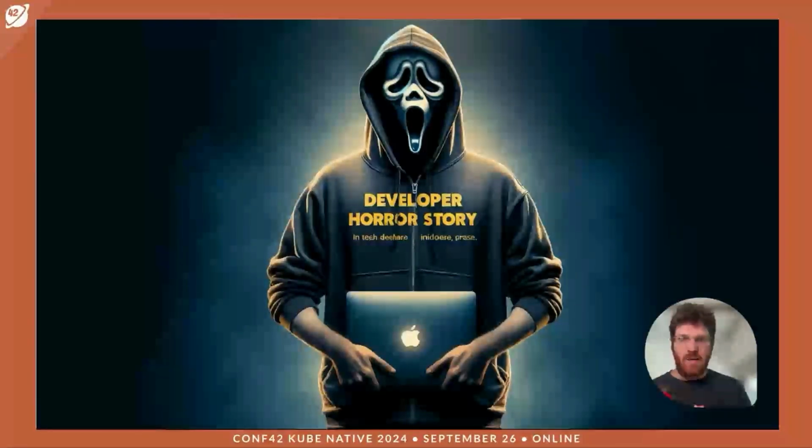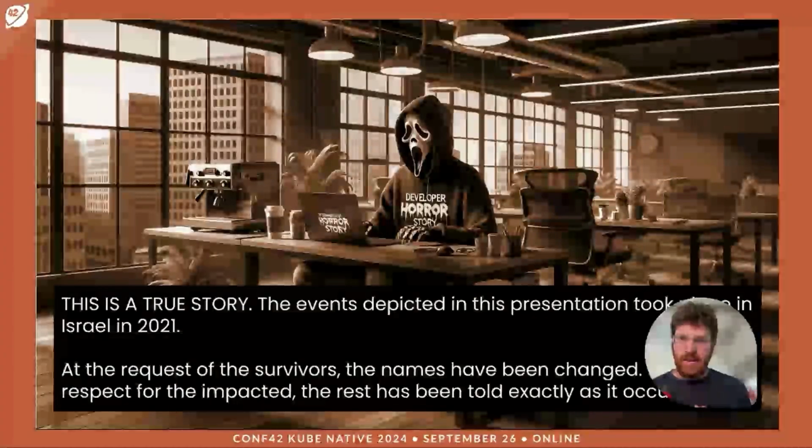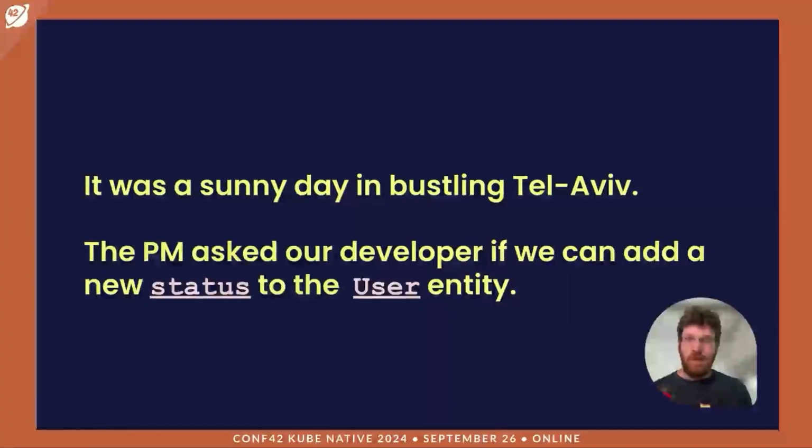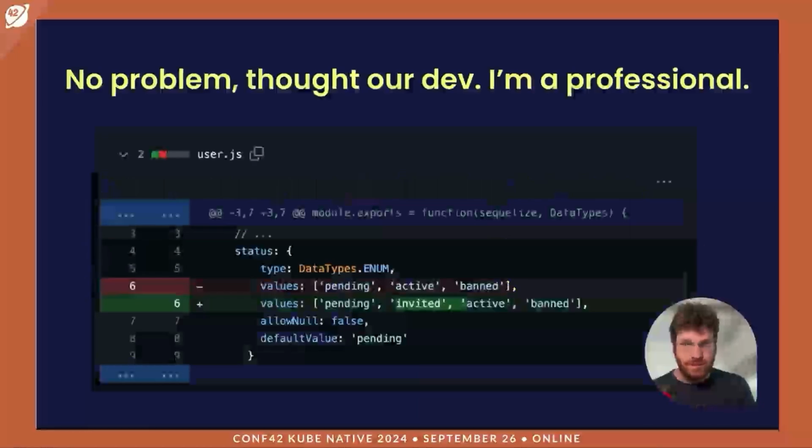Before we go into how to make schema migrations more reliable, I want to tell you a story. And it's my favorite kind of story. It is a developer horror story. It's a true story. Like in the TV show Fargo, only the events here really took place. We just changed the names, but the rest has been told exactly as it occurred. It was a sunny day in Tel Aviv. The product manager asked our developer for a simple request. Can we add a new status to the user entity in our backend application?